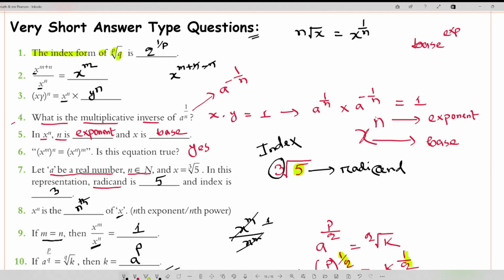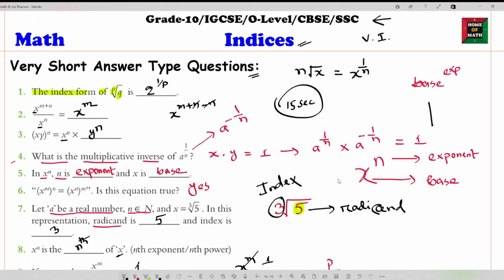These types of short questions we have to do in at least 15 seconds. You will not get enough time to write them out, so you have to calculate in your mind, therefore you need more and more practice at home. I suggest you please practice at home and concentrate on the question. If you understand the question, your answer will be solved easily.